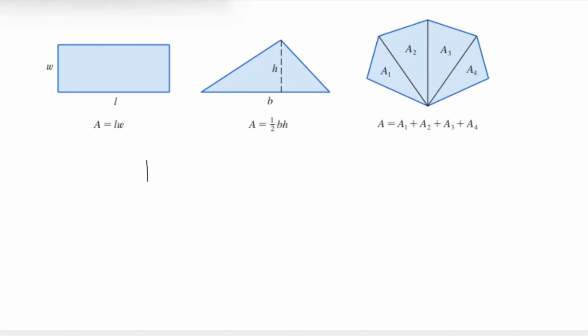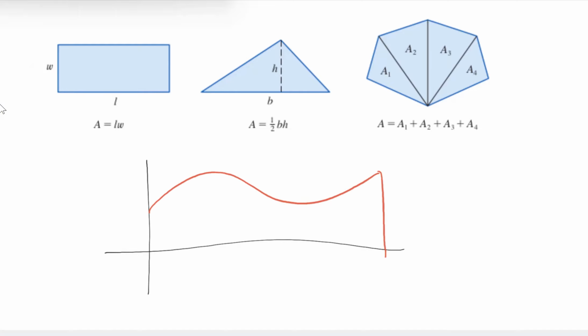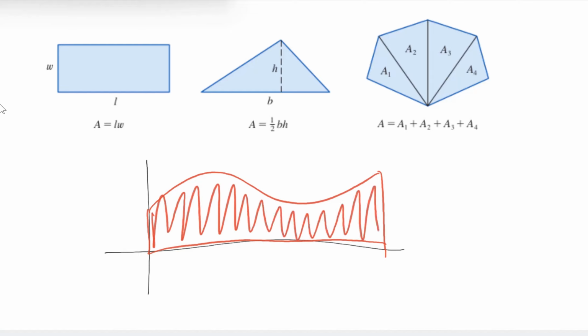But what happens if I wanted to find the area of a curve that looks like this? If I wanted to find a shape that looks like this, how would I find the area of that? Well, yes, that's kind of what we're talking about, but how would you do it? Like, if you didn't know integrals, how would you do it?